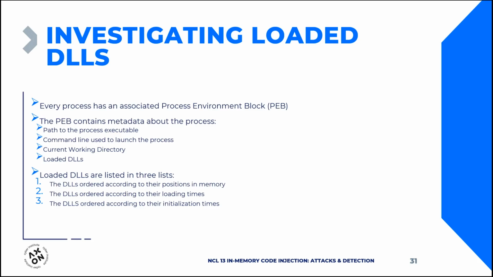So the DLL that was loaded first when the process ran is ranked higher in that list than DLLs that have been loaded later on. The third list contains DLLs ordered according to their initialization time. So maybe DLL-A was loaded first, but DLL-B was initialized first, okay? So the third list orders the DLLs according to their initialization times.